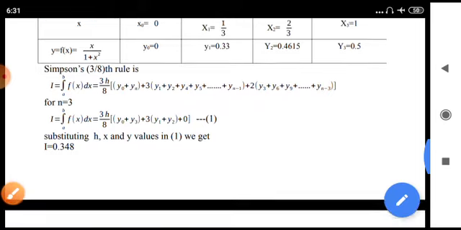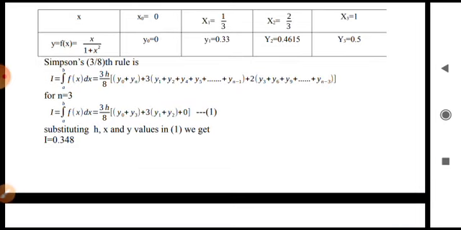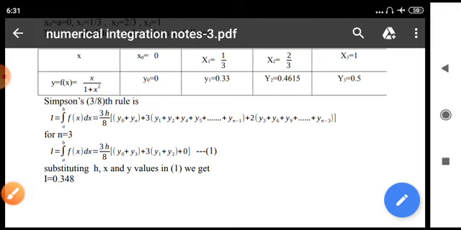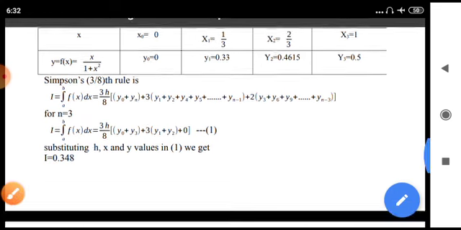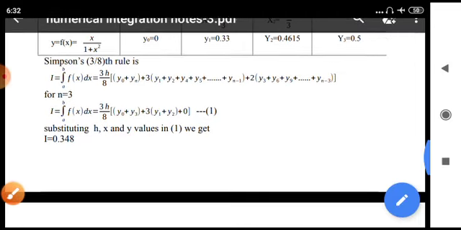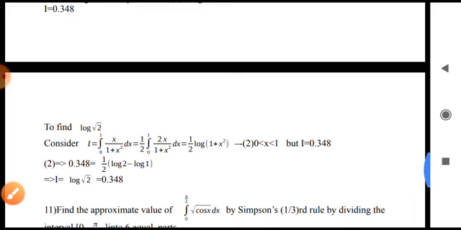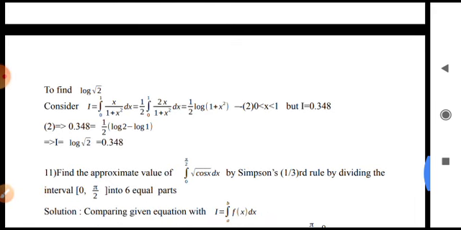Now if you substitute these values in equation 1, equation 1 is 3h by 8 times y0 plus y3 for n equal to 3, 3 times y1 plus y2, 3 minus 3 will be 0, so that term is 0, y0, which is already here. So if you substitute h and y values in equation 1, we'll be getting I as equal to 0.0348. Now the second part, we have to find the value of log of root 2.